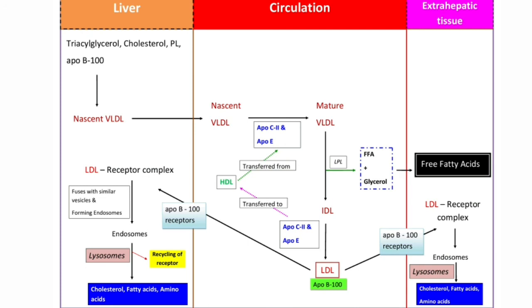The free cholesterol is either incorporated into the plasma membrane or esterified to cholesterol ester and stored within the cell. Or this cholesterol is secreted into the intestine directly or after getting converted into the bile acids.